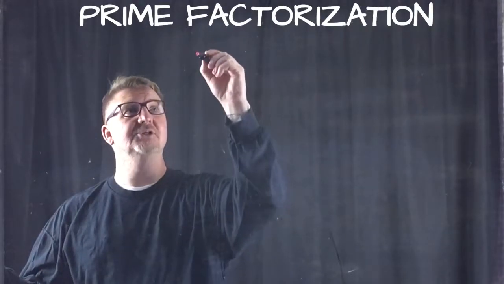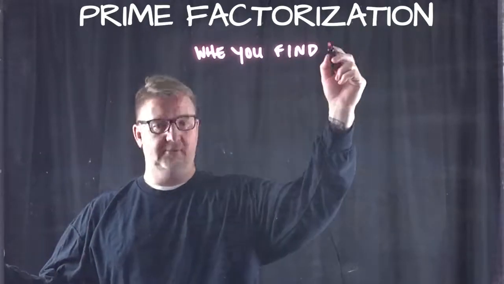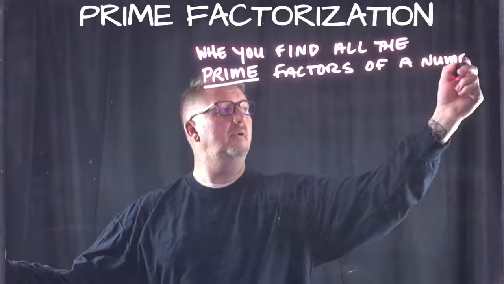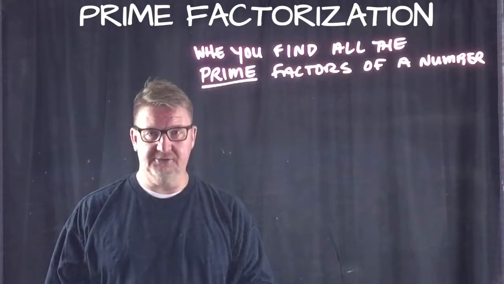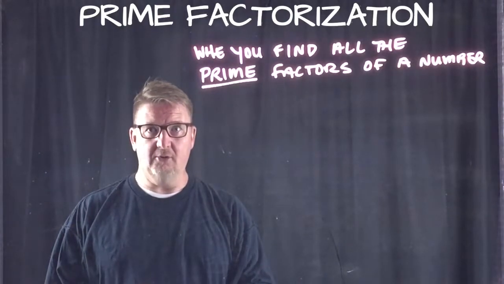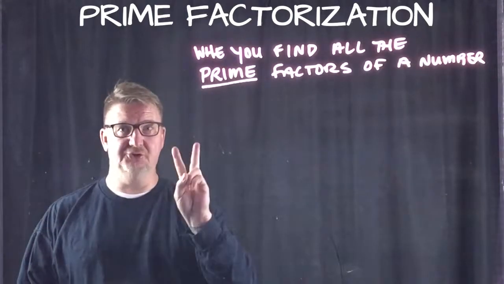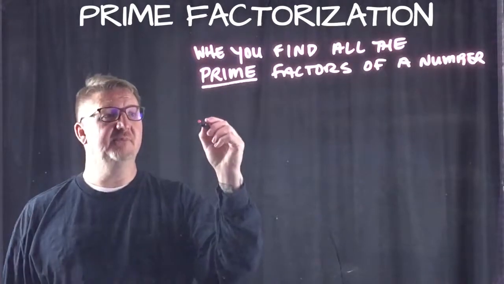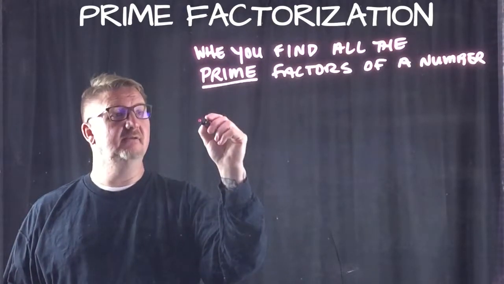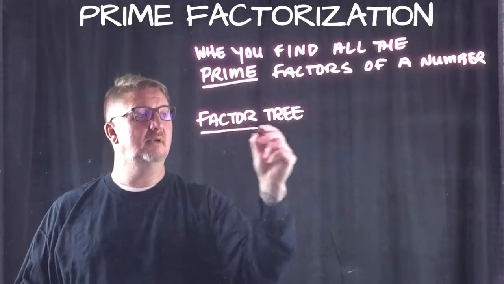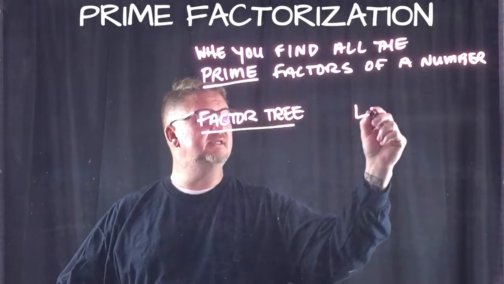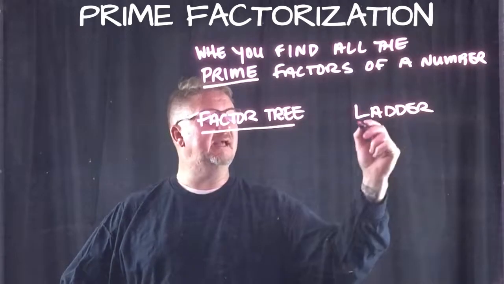Prime factorization is when you find all of the prime factors of a number. Okay, all the prime factors of a number. Like I said, there's two methods. All right, the first method is the factor tree, and the second method is the ladder method.